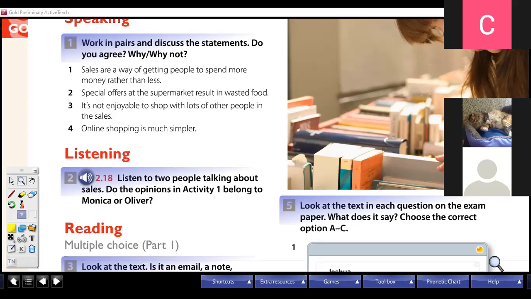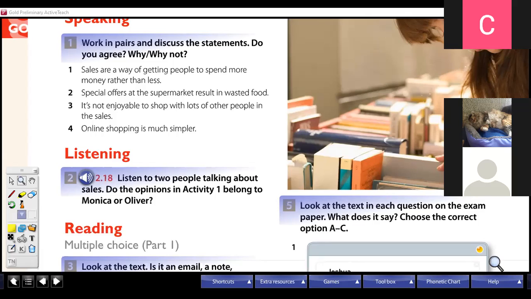Online shopping is much simpler. Okay, so you have in there 4 things. Sales are a way of getting people to spend more money rather than less. So if they offer the sales, you are going to spend more money, not less money.